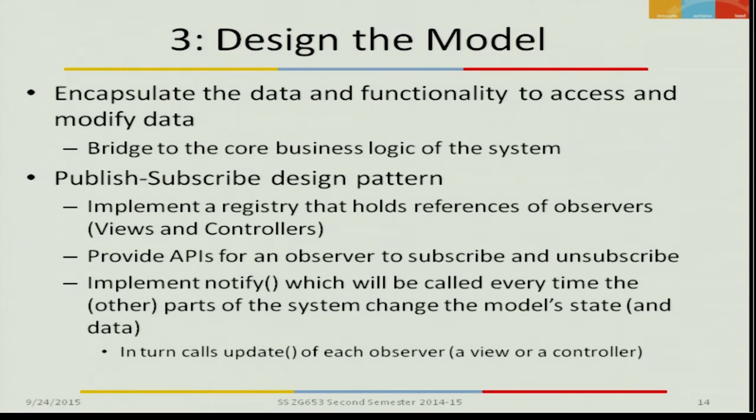So model essentially encapsulates the data. Therefore, whenever the data is changed and when the data needs to be shown to the user, not all the data but the data that needs to be shown to the user, when that is changed, then the model needs to call the notify method. So every time the model's state and the data is changed, model needs to invoke the notify method. The notify method in turn calls the update method of each observer, which is either a view or a controller, which we have already explained in the sequence diagram.